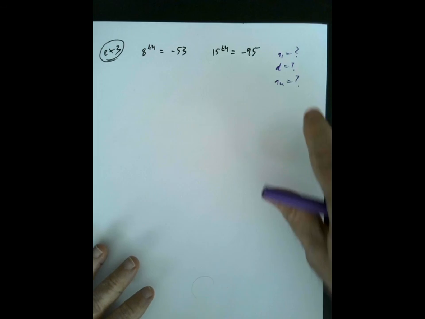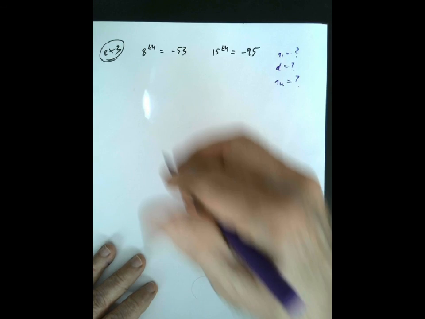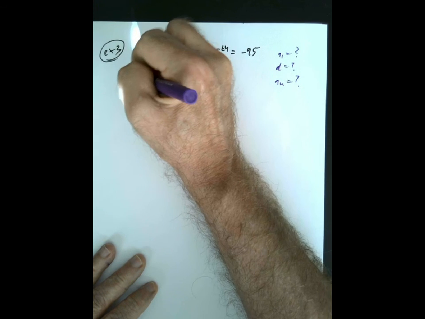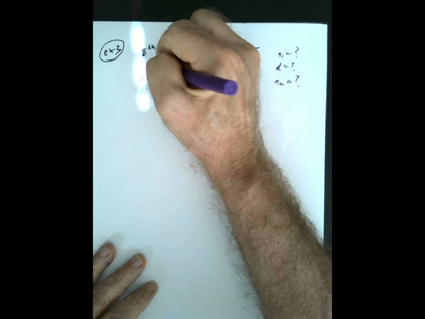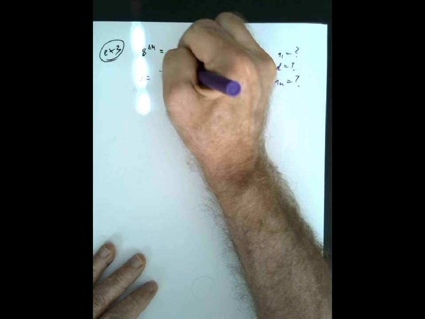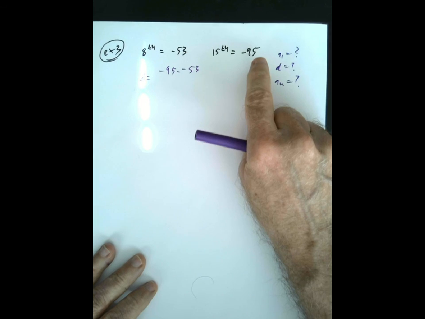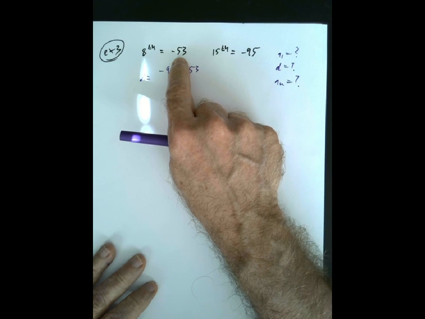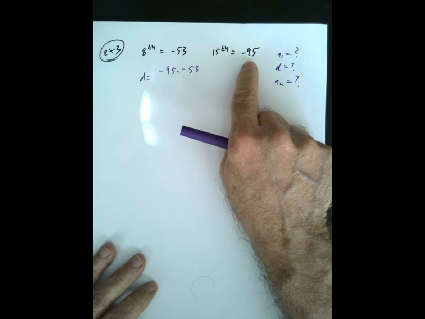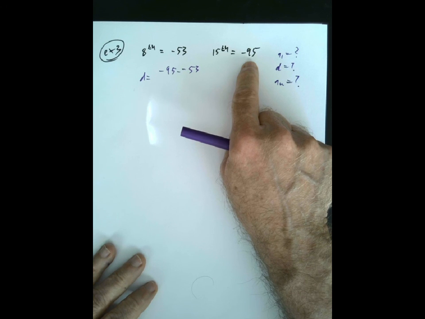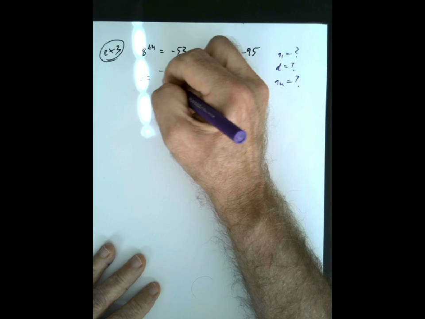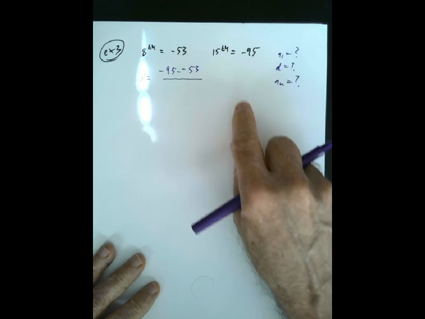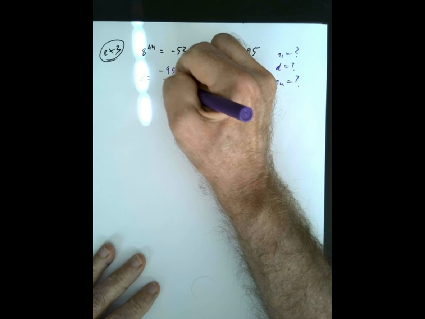So, we use our formula here. D is going to be equal to negative 95 minus negative 53. The later one in the sequence minus the earlier one in the sequence. It doesn't matter that that number is actually smaller. It's going to be smaller because the sequence is counting down, right? So the later one minus the earlier one, divided by the position difference, which was 15 minus 8.